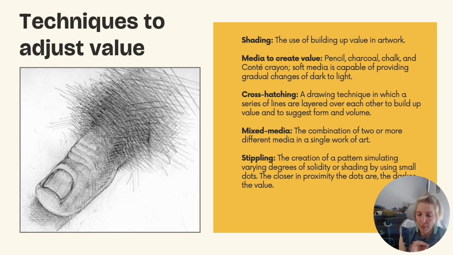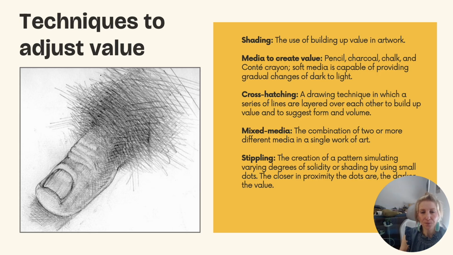We talked a little bit about cross-hatching when we looked at Kathy Cowlitz. This is a drawing technique in which a series of lines are layered over each other to build up value and to suggest form and volume. This example to the left shows this kind of clean application of cross-hatching at the front part of the thumb, and then this gestured, rapid, kind of chaotic application of cross-hatching as the thumb extends to the top right of the page.